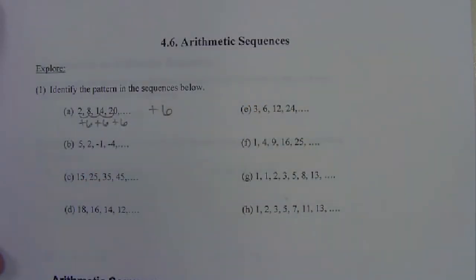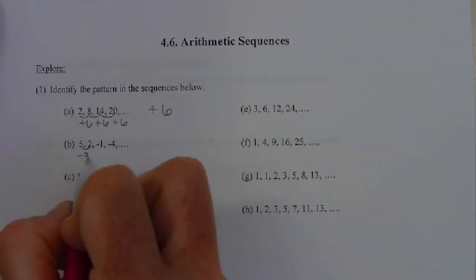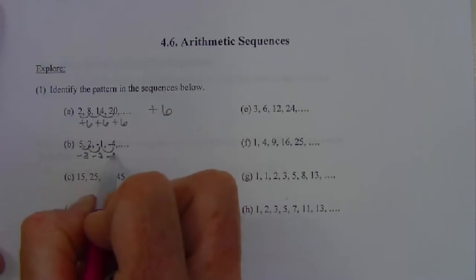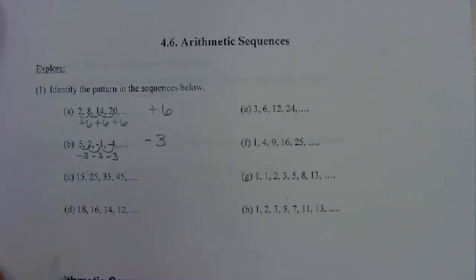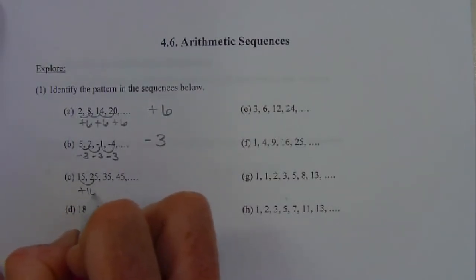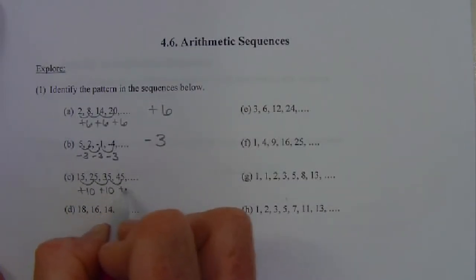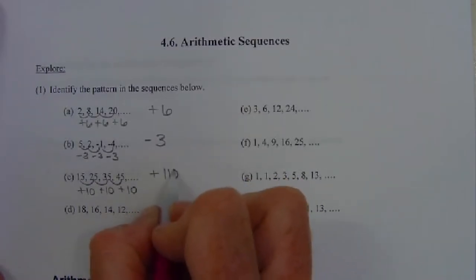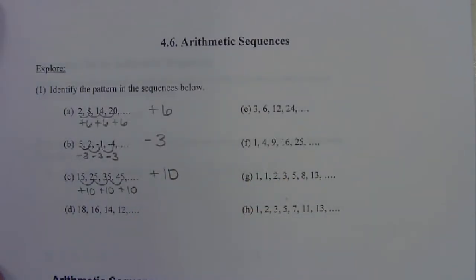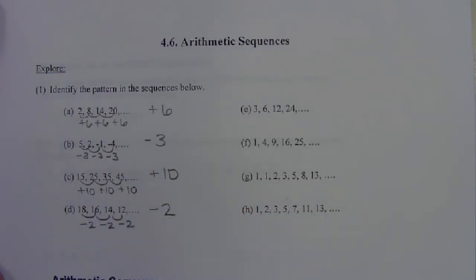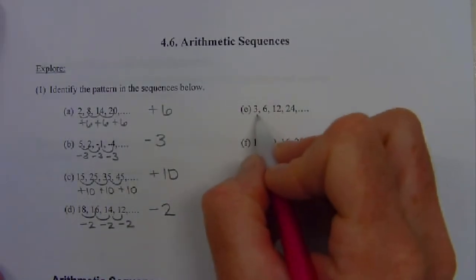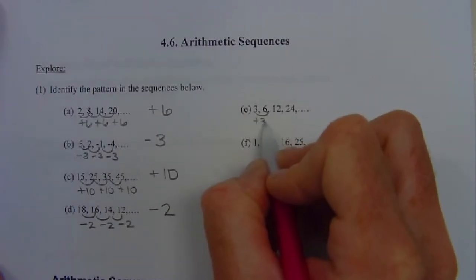If you take a look at your next example, I'm subtracting 3, subtracting 3, subtracting 3. So this pattern is going down by 3. Our next example, you will see that from one term to the next, we are adding 10. On letter D, you will see that we are going down each time by 2, so our pattern is that we are subtracting 2.